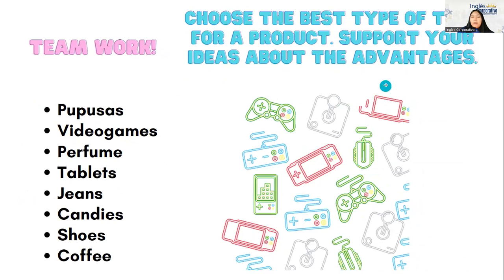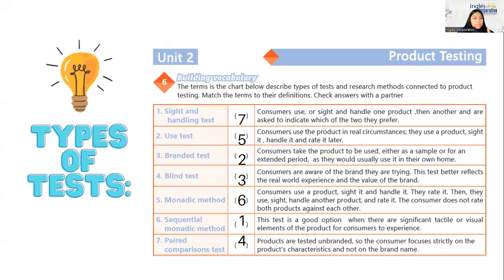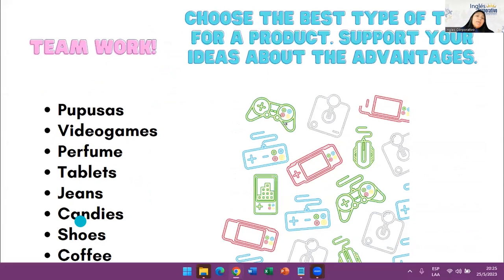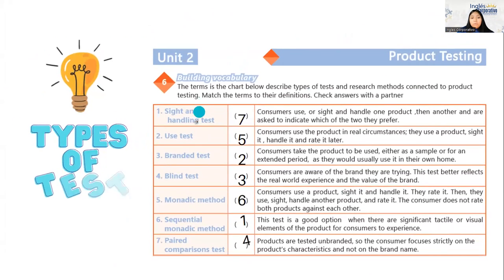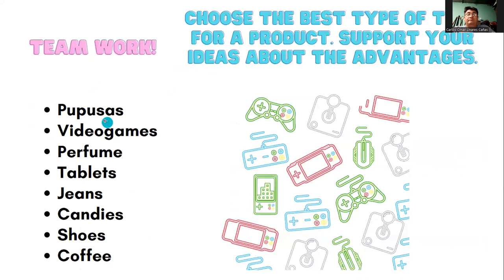But in order for us to complete this activity, we need to recall what we covered on Tuesday, if I'm not mistaken. We covered the types of tests. I have added that slide here so you can remember. We need to choose the best type of test for each of these products. What do you think is the best type of test from those? If you consider that we can use methods as well, you can add it. But I need you to choose at least three, not all of them. You decide with your team.